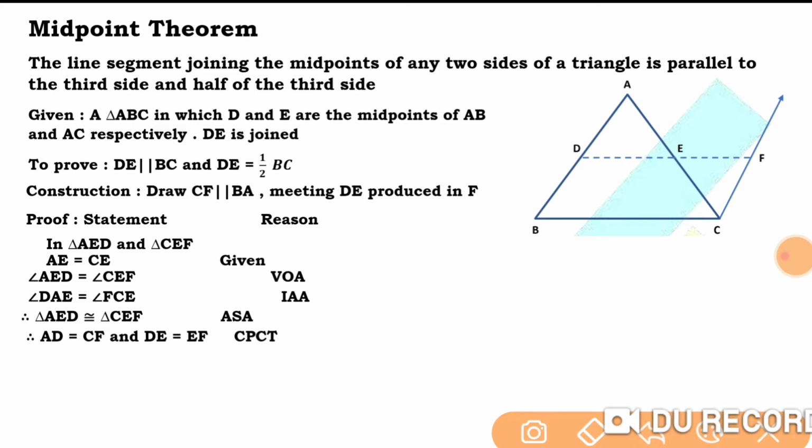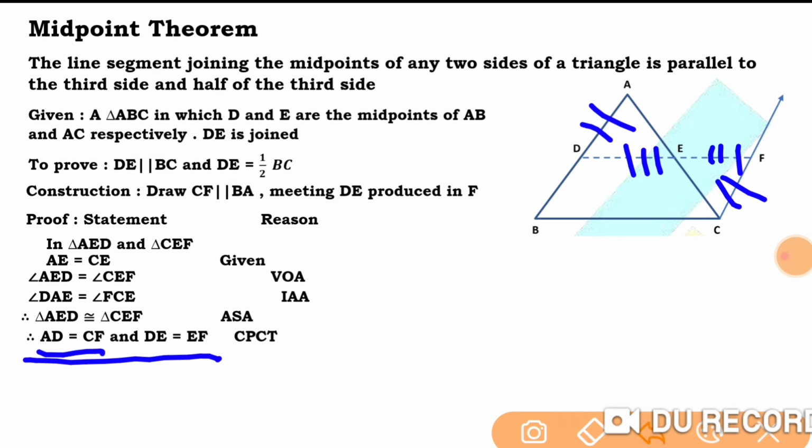Here, since we have proved that this triangle and this triangle are congruent, based on that I'm going to say that here AD is equal to CF. At the same time DE is equal to EF. That's what we have written here, that is AD is equal to CF and DE is equal to EF. That is because of CPCT.